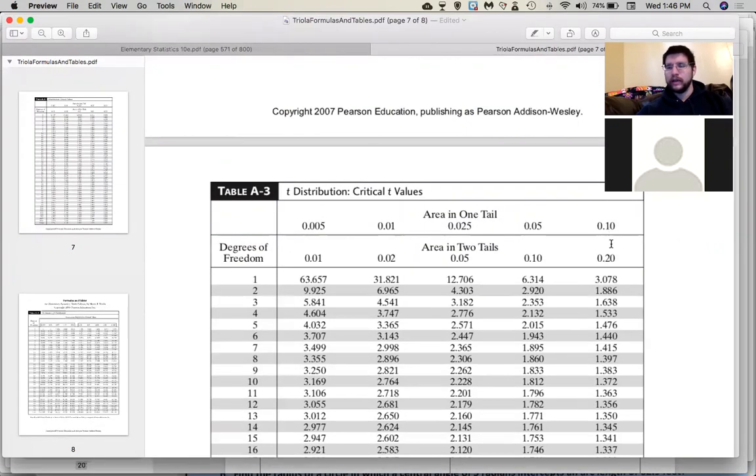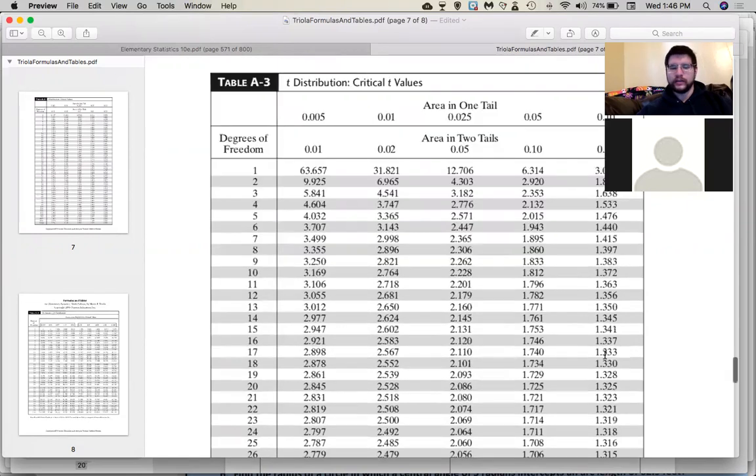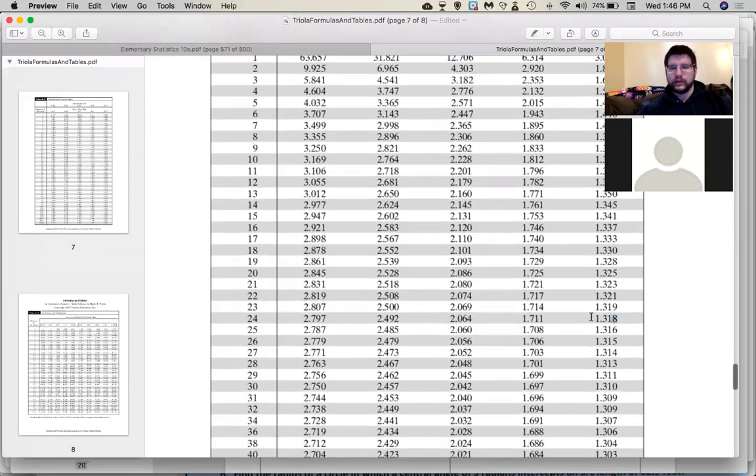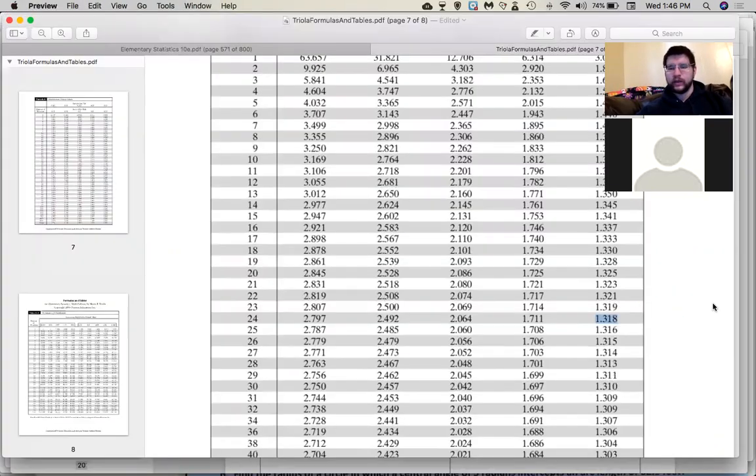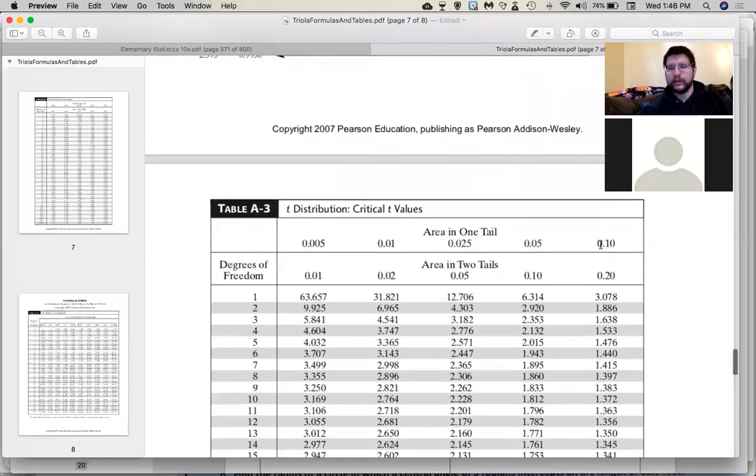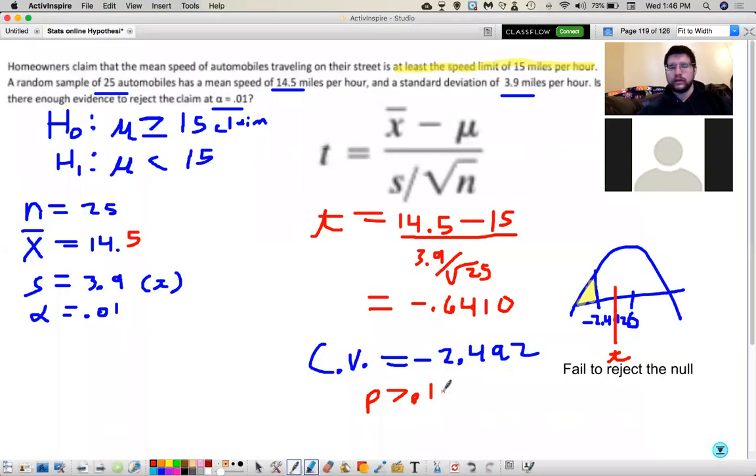I use 0.1 because our test statistic was to the right. Look at this row. Ignore the negative, 0.64. 0.64 is to the right of this. It's going in descending order, so the last alpha value here is 0.1. They're getting bigger, so p is bigger than 0.1. That means p is definitely greater than 0.01, so p is greater than alpha. So again, we're going to fail to reject the null.